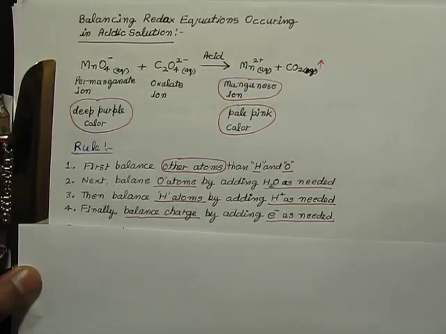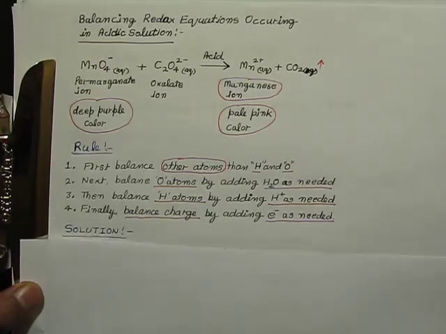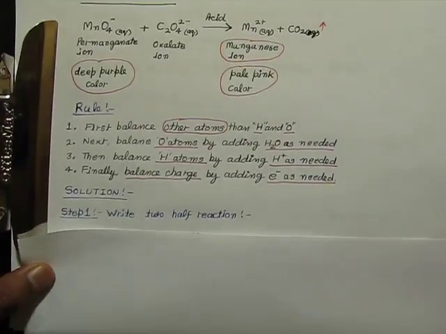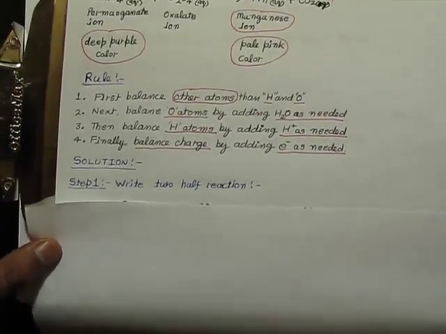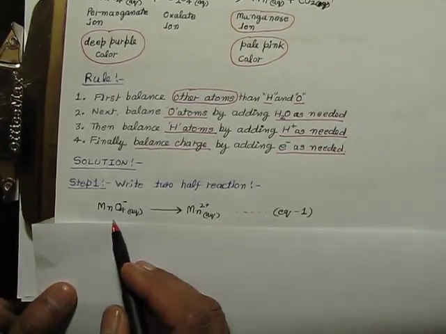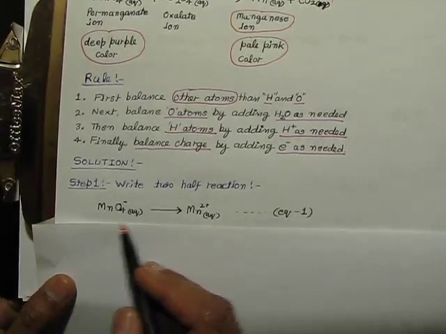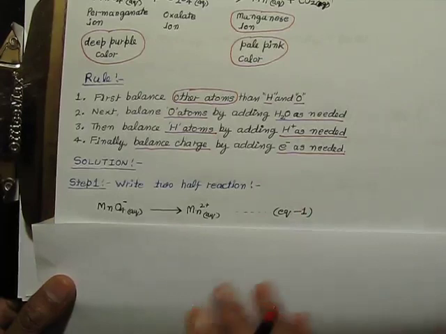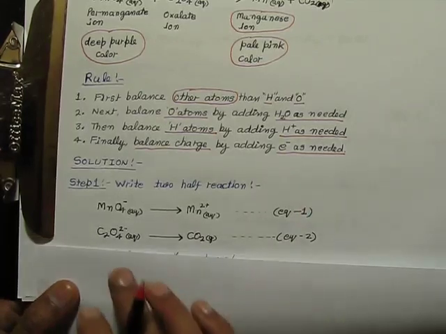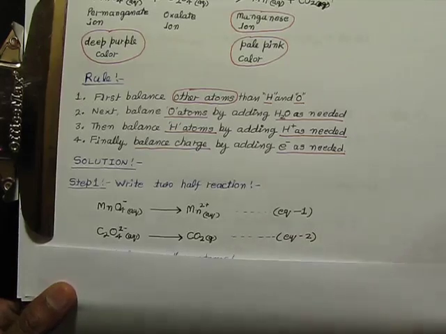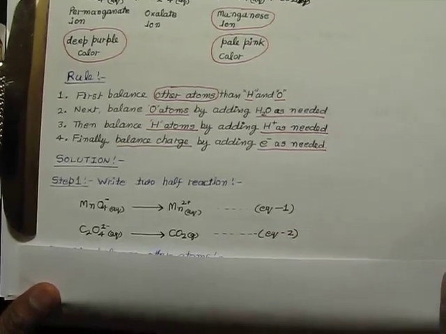So let's start, and first we have to break it into 2 half reactions. So first step will be we have to divide this reaction into 2 half reactions. First is permanganate ion into manganese ion, and I will give it equation number 1. And then the second half reaction will be oxalate ion converting into carbon dioxide gas, and let's give this equation number 2.